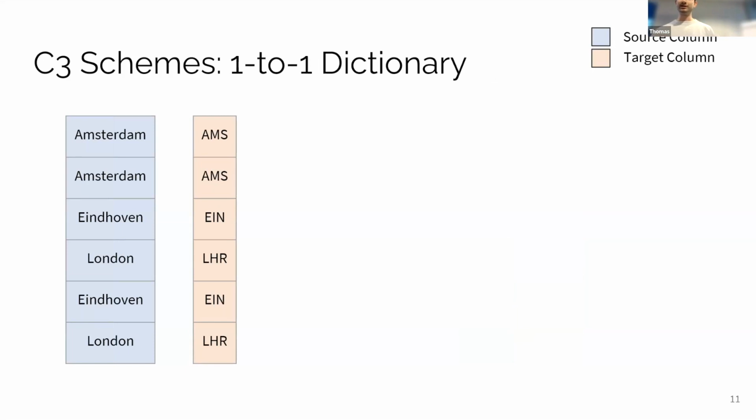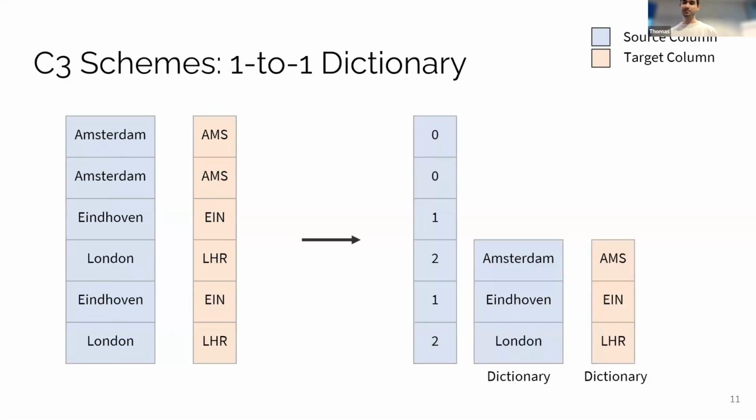And if we dictionary encode the source column, we can use the codes as indexes for the 2 dictionaries, and we can recreate both the original source and target column using just these codes and 2 dictionaries. And in case there is a small number of deviations from this mapping, for example, a flight to Luton Airport instead of Heathrow, then we can store this deviation again as an exception.